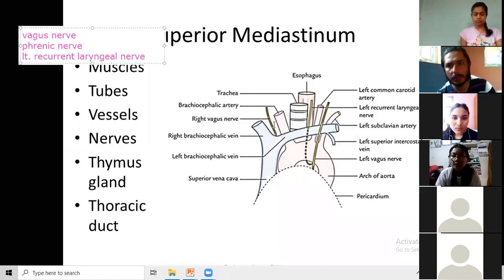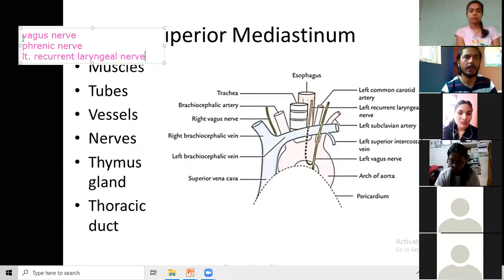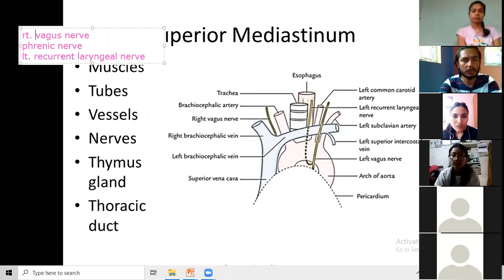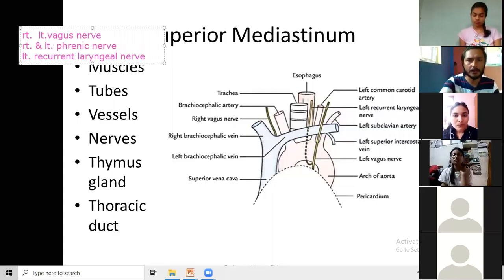See here, can you see this vagus nerve? One vagus nerve, next vagus nerve. This is the right hand side. All have a right and left. So right and left vagus, right and left phrenic nerve, but recurrent laryngeal you will see on the left only. So these are the nerves.